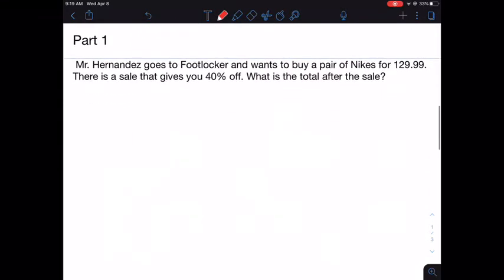So now we're going to talk about buying shoes. Part 1. Mr. Hernandez goes to Foot Locker and wants to buy a pair of Nikes for $129.99. There is a sale that gives you 40% off. What is the total after the sale?